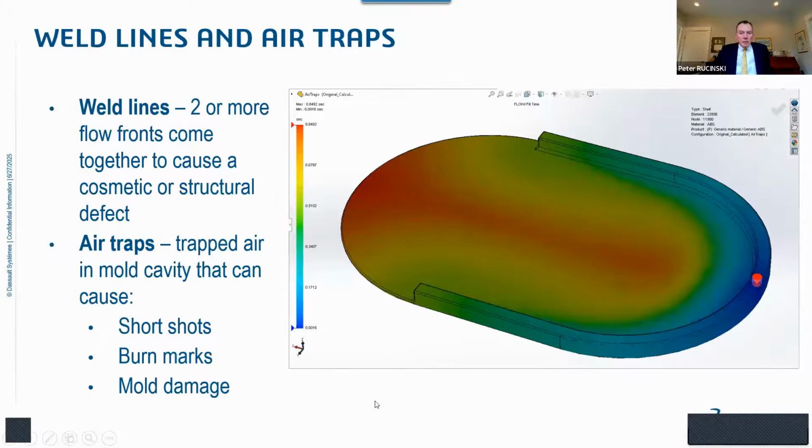Weld lines and air traps. Weld lines, these are areas inside your mold where two or more flow fronts come together. They can cause both cosmetic and or structural defects. That's because the main thing here is that weld lines are never as strong as areas of your part that do not have weld lines. And the thing about weld lines is that sometimes the best you can do is that they have like 40 to 60% of the nominal strength of the rest of your part.